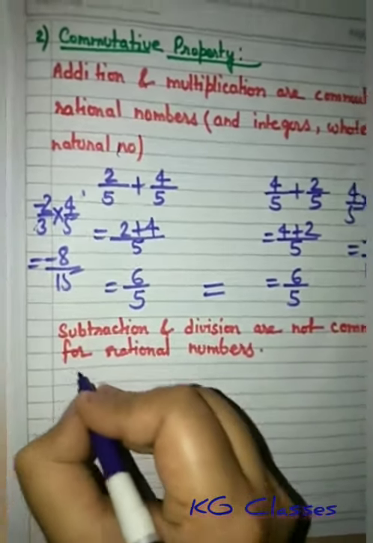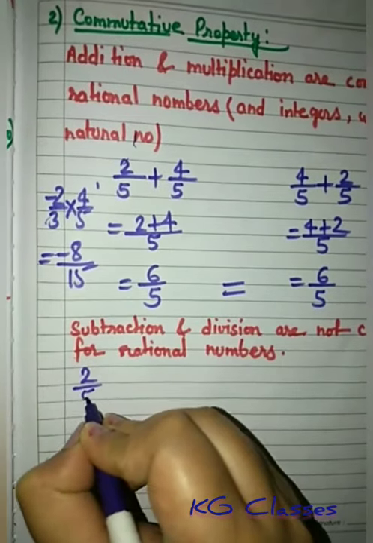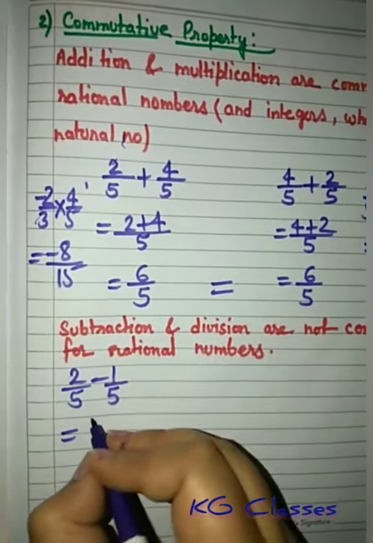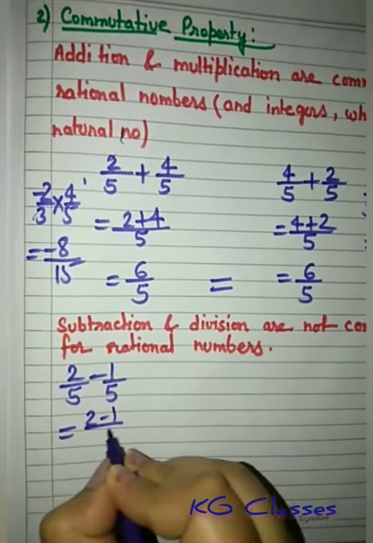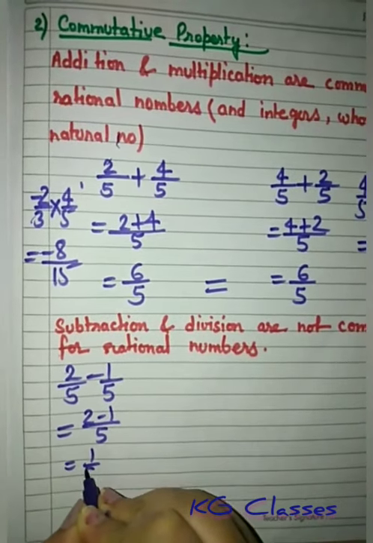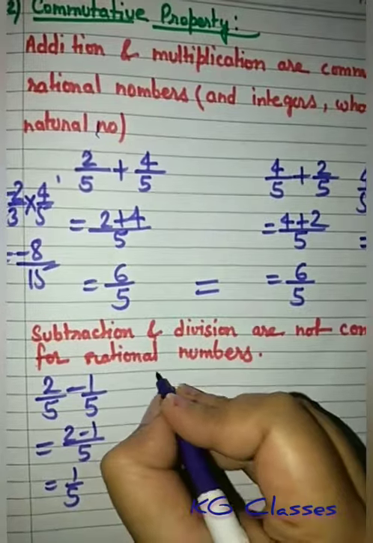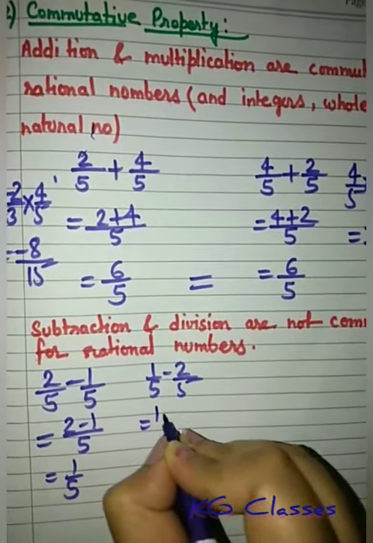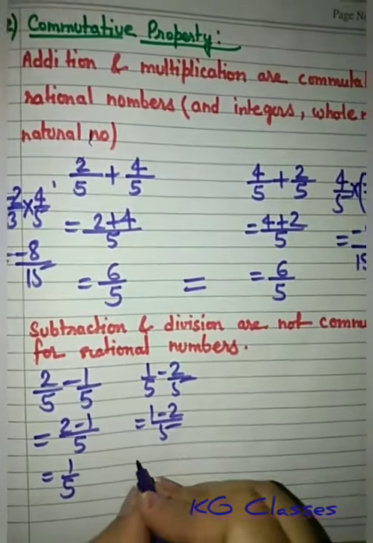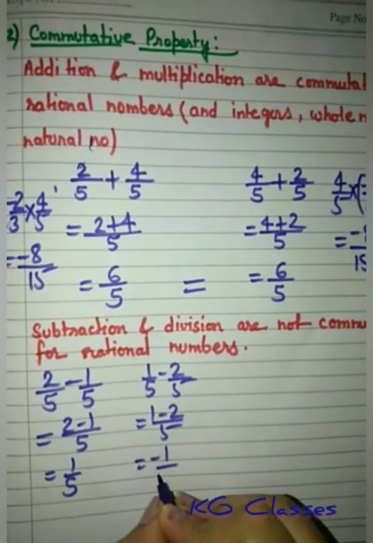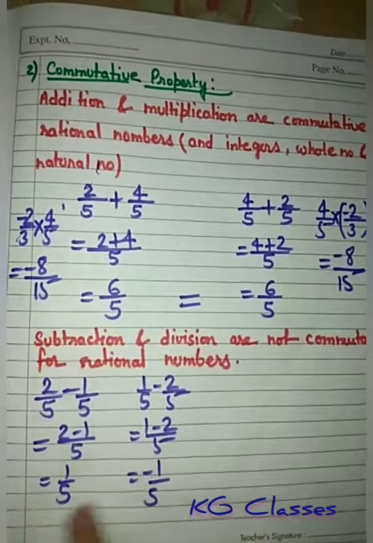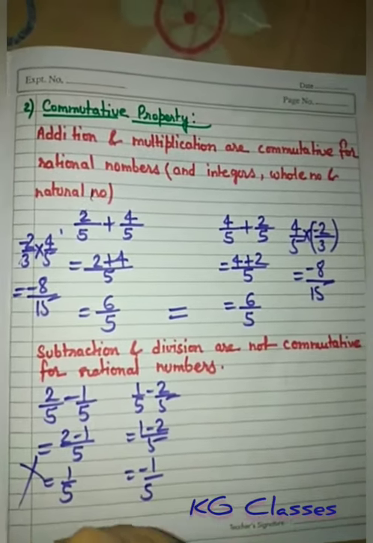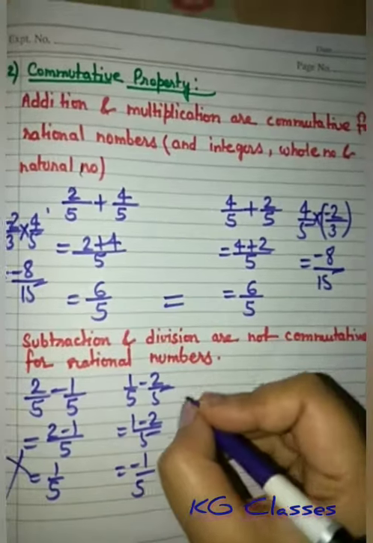And subtraction and division are not commutative for rational numbers. Let's see how. Let's take two rational numbers and subtract them. 2 minus 1, we will get 1/5. Correct? If we change their order, 1/5 minus 2/5, what will we get? Minus 1/5. So it is not equal. So subtraction is not applicable in rational numbers for commutative property.